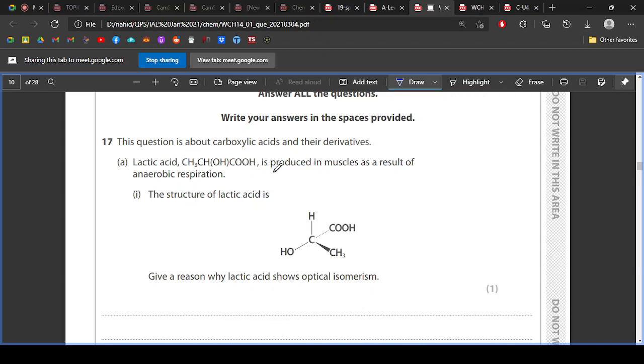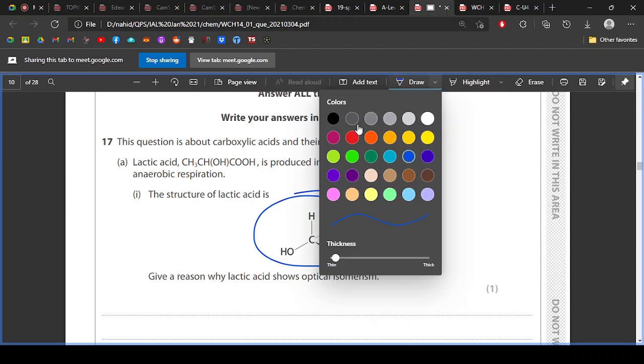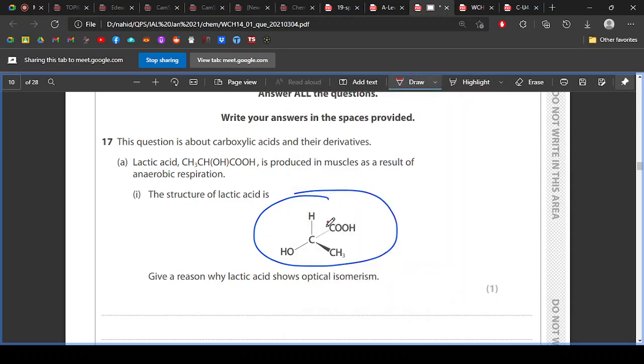They're asking us that this lactic acid is given. Now, lactic acid, the structure is given to you here, and it's a carboxylic acid, you can see here. Why is it a carboxylic acid? Because it has a COOH group. So lactic acid is a kind of carboxylic acid, and this is the structure.